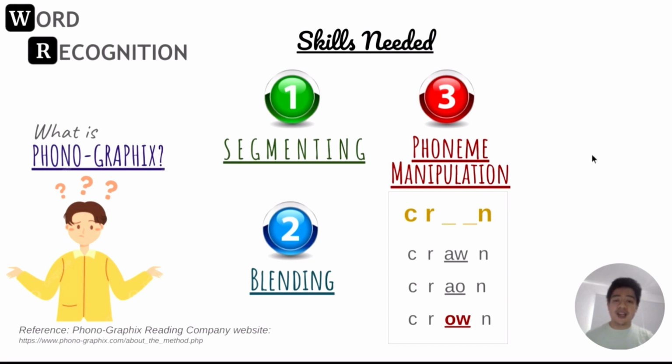The skills needed in the Phono-Graphix are, first, segmenting, or the separation of sounds. The second is the blending, or the combination of sounds. And third is the phoneme manipulation.